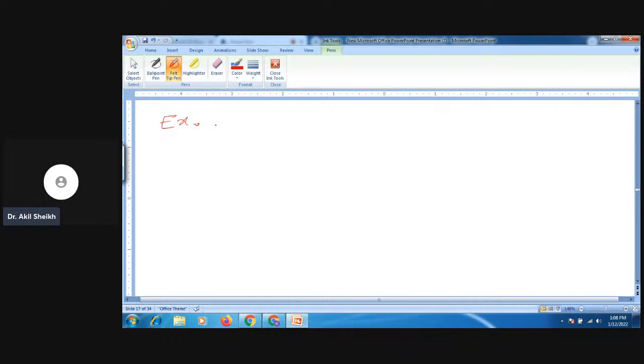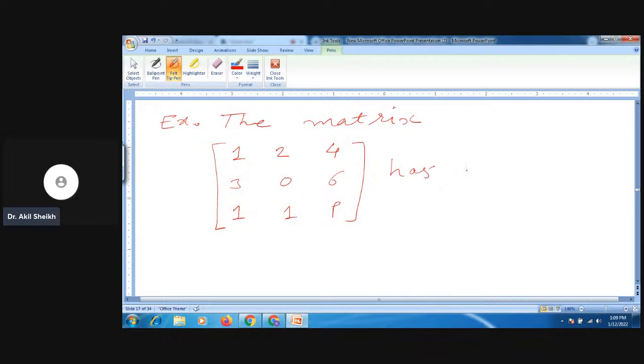Next example. This type of example is asked most of the times. The matrix 1 2 4, 3 0 6, 1 1 p. This is the 3 by 3 matrix. It has one eigenvalue equal to 3.